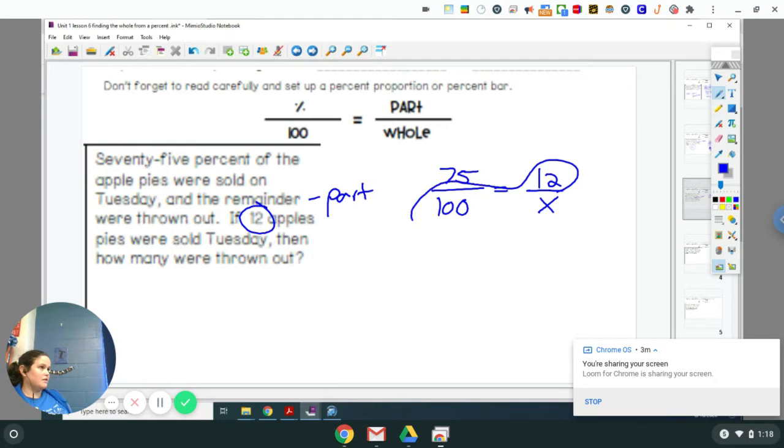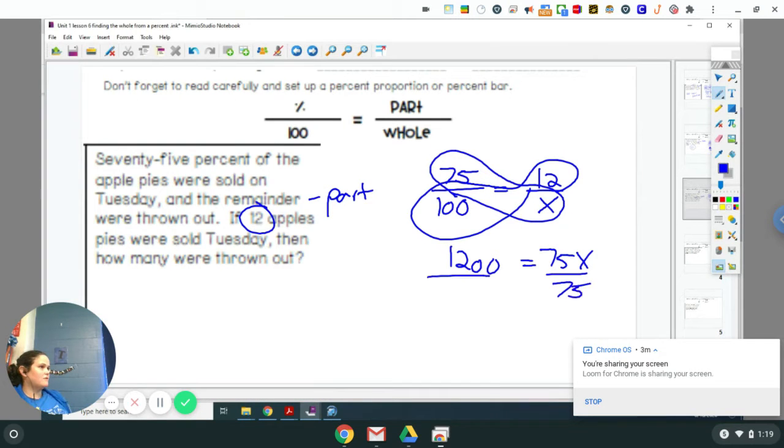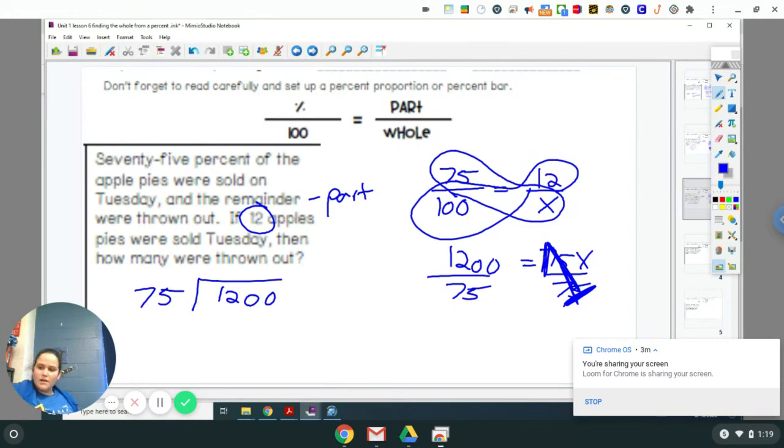So we're going to cross multiply. So 12 times 100 is just 1200. And then 75 times X is just 75X. So then you divide 75 to both sides. This crosses off to a nice 1. So then you're going to divide 75 into 1200. And then when you do that, you get 16.